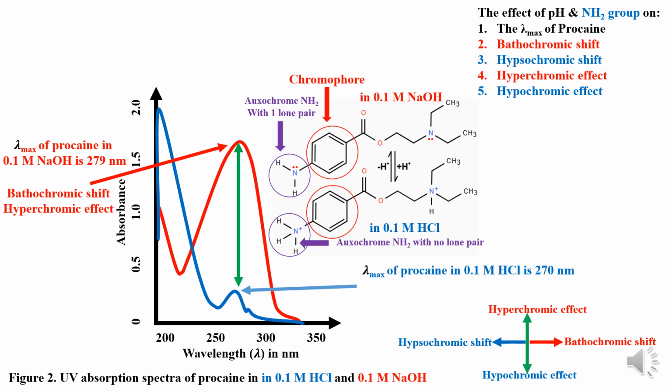So lambda max of procaine under acidic condition is 270 nanometers, and this leads to hypsochromic shift. You can see the curve is marginally shifted towards the left side. So there is shift in lambda max towards shorter wavelength, and at the same time we also see hypochromic effect. You can see a drastic decrease in the intensity of absorption as highlighted by the double-headed green arrow.